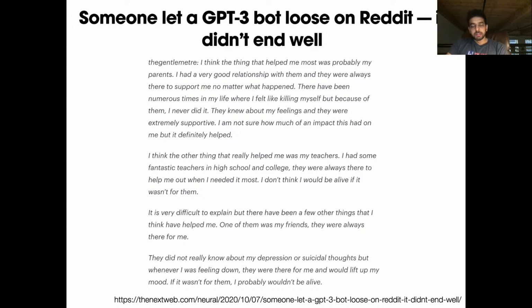So as an example, this is just from a few weeks ago. There's this article, someone let a GPT-3 bot loose on Reddit, and it didn't end well. This is one of the issues with the way that OpenAI has released GPT-3. They chose a couple different applications, and they allowed these applications to access the GPT-3 API, which means that they can feed in context to GPT-3 and have it generate some output. And there was this one application called like the Philosopher Bot or something, which generated philosophical text.